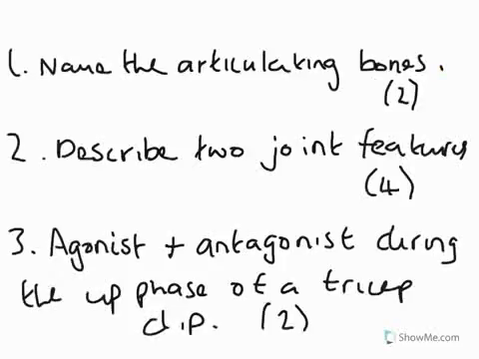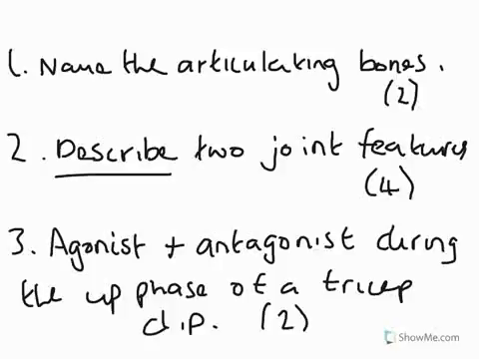Finally for today, I want to leave you with a quick test. There's 3 questions. First of all, name the articulating bones of the shoulder joint. Nice, simple. Secondly, describe 2 joint features of the shoulder joint. So it's a describe question, so you can't just name, that won't get you enough marks, but you must describe what those features do. And finally, can you state the agonist and antagonist during the up phase of a tricep dip? So good luck with that. I'll give the answers in a moment. If you don't want the answers immediately, then press pause, please.